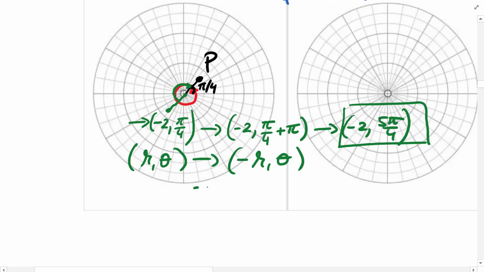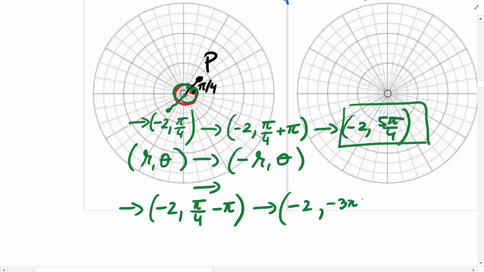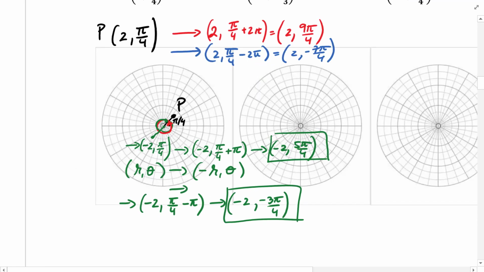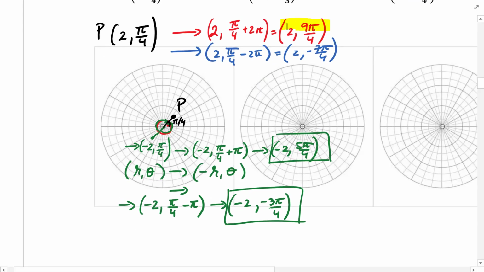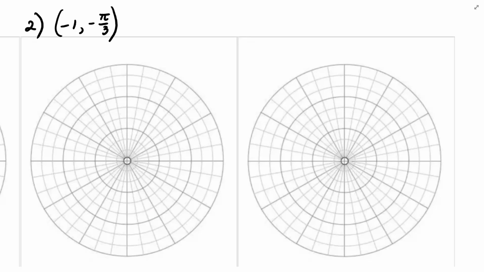Finally, negative 2 and pi over 4 minus pi is also right. So if we subtract pi, we go back to negative 2 and negative 3 pi over 4. That would make it another representation of the same point P. So we actually came up with 4 representations, 1, 2, 3, and 4, of the same point P. Now let's try another point, negative 1 and negative pi over 3.